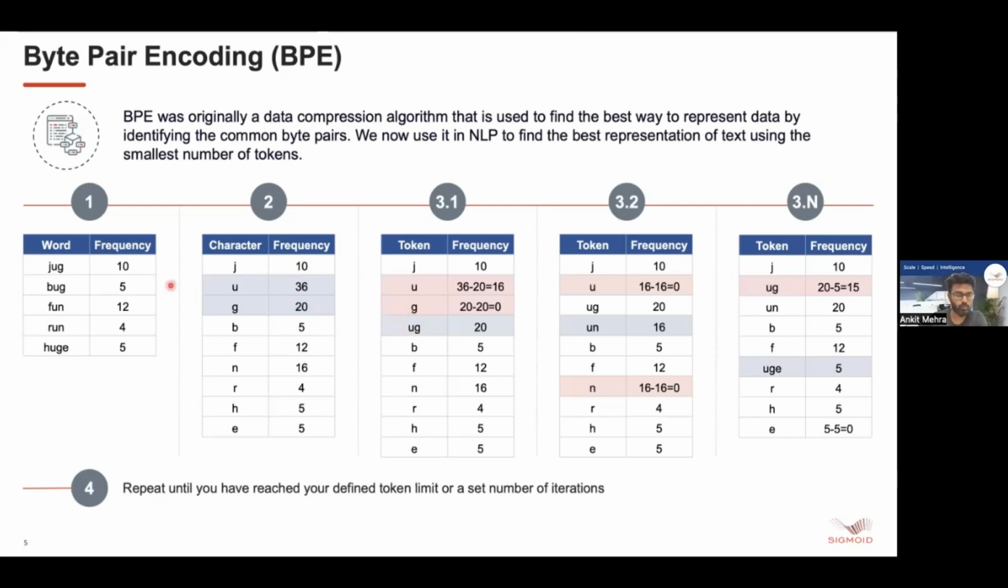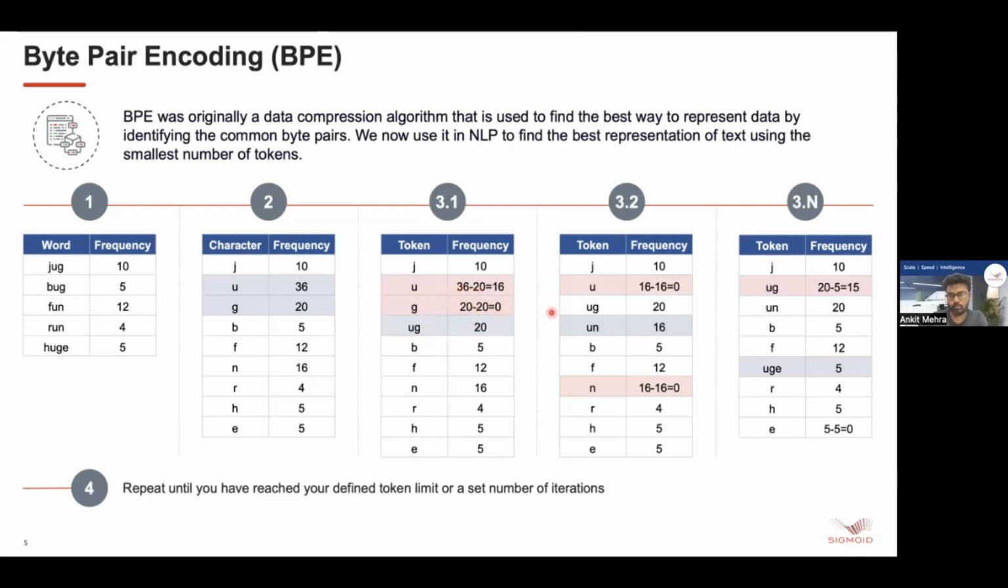So for example, we can see UG is the most common byte pair. It is present in jug, bug, and huge, and its frequency comes out to be 20. After selecting our most frequent byte pair, we readjust the frequencies of the characters that are used to create that byte pair. So here we subtract 20 from both U and G.